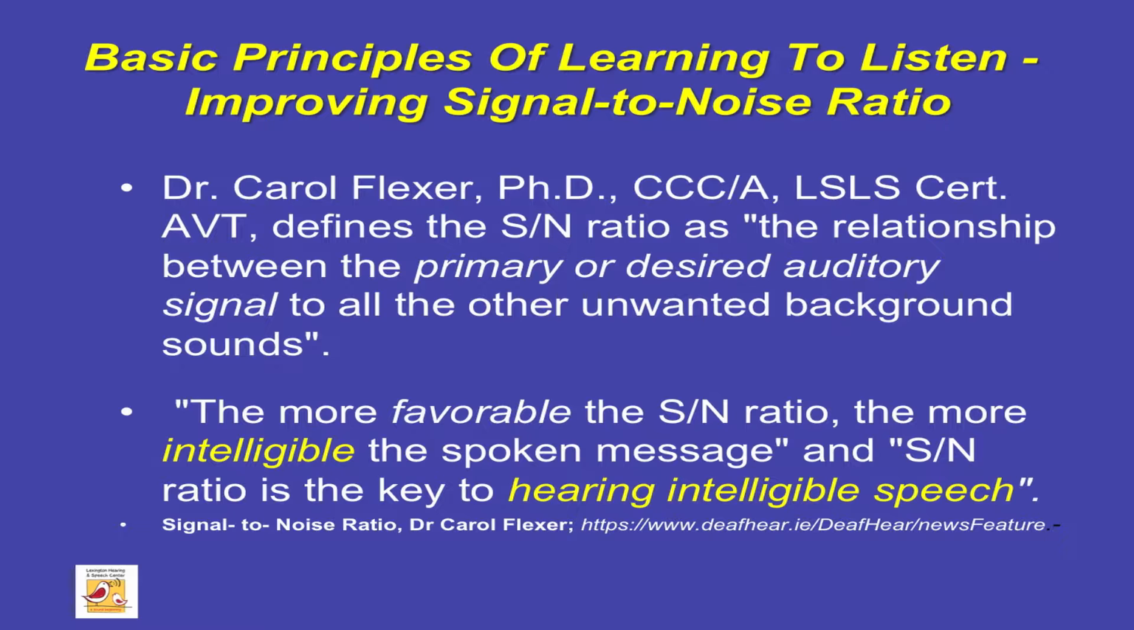Another principle of learning to listen is improving the signal-to-noise ratio. Dr. Carol Flexer, audiologist and LSLS Cert AVT, defines the signal-to-noise ratio as the relationship between the primary or desired auditory signal to all the other unwanted background sounds. The more favorable the signal-to-noise ratio, the more intelligible is the spoken message. And the signal-to-noise ratio is the key to hearing intelligible speech.